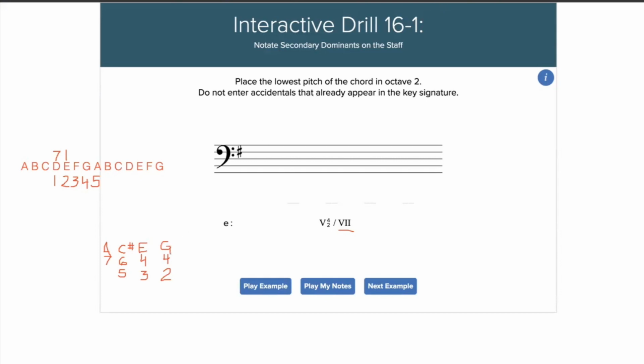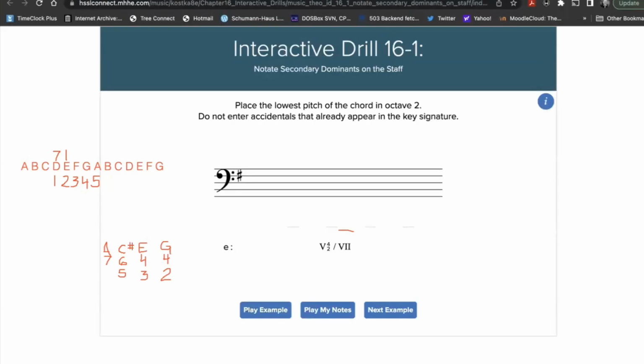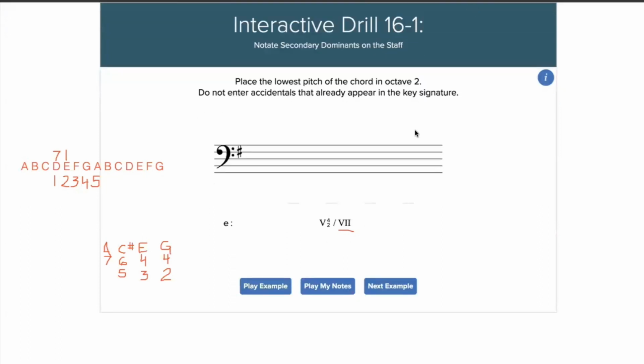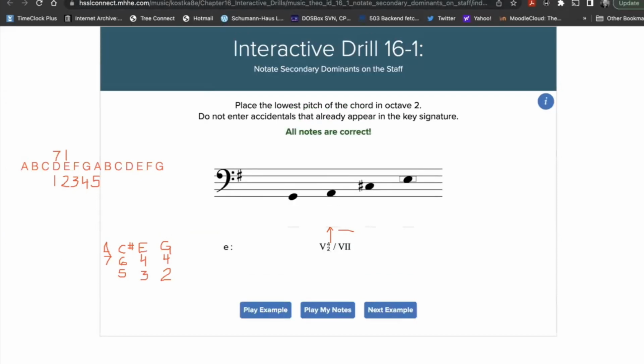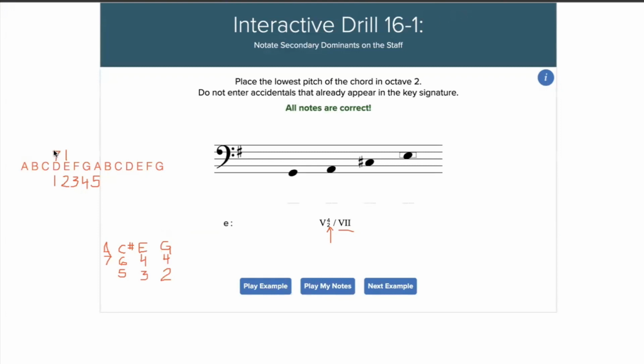I'm going to play this chord just so I can hear what the register is. Okay, and because they want the 4-2, that means we're going to have G on the bottom. There's my G. We're going to have A next, C sharp next, and E. And there's our chord, 5-4-2 of 7. Let's do another one.